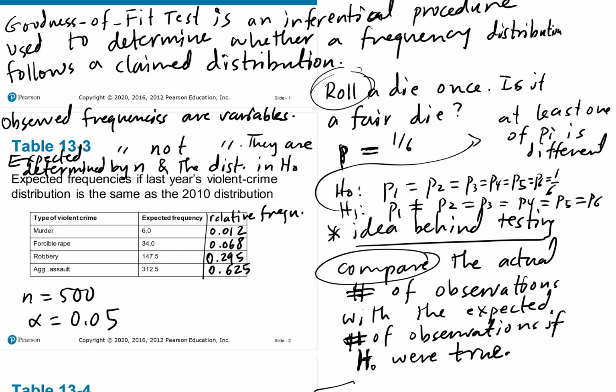To do so, we introduce two things here. One is called observed frequencies. Those are variables because they vary from sample to sample. Those are called observed values, and we're going to use capital letter O for that. And then we have expected values or expected frequencies. Those are not variables. They are determined by the sample size and the distribution in the null hypothesis.